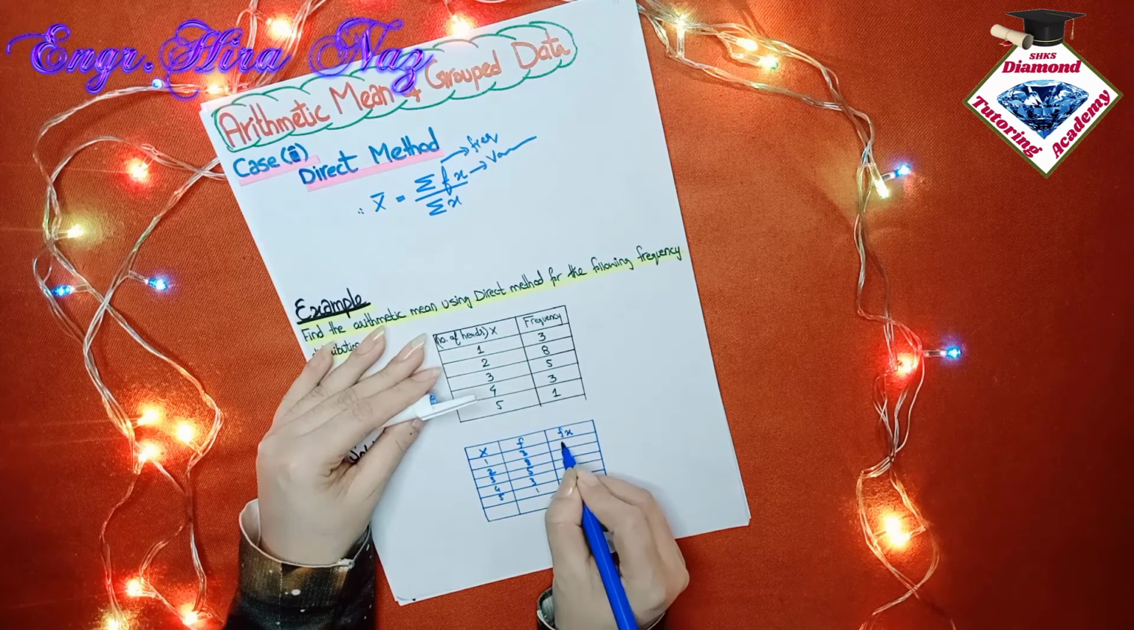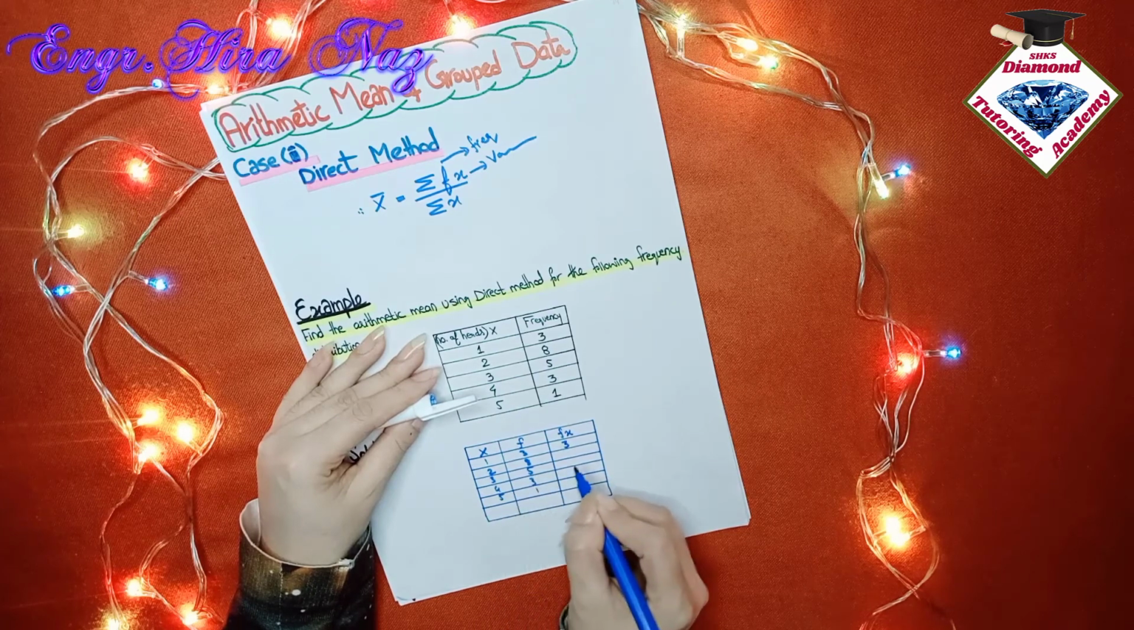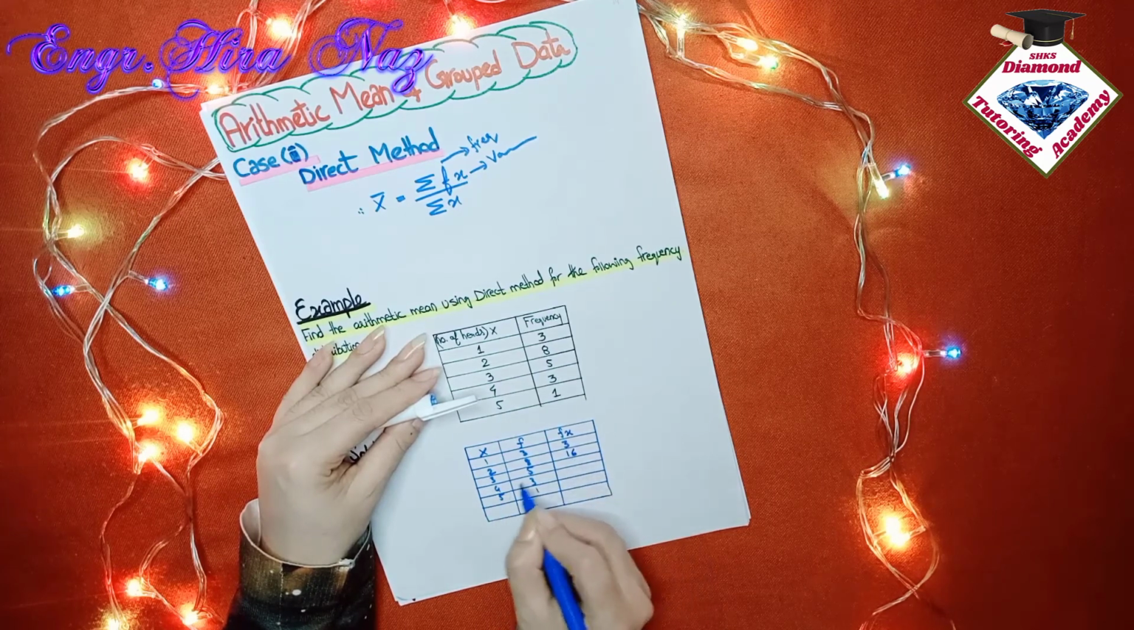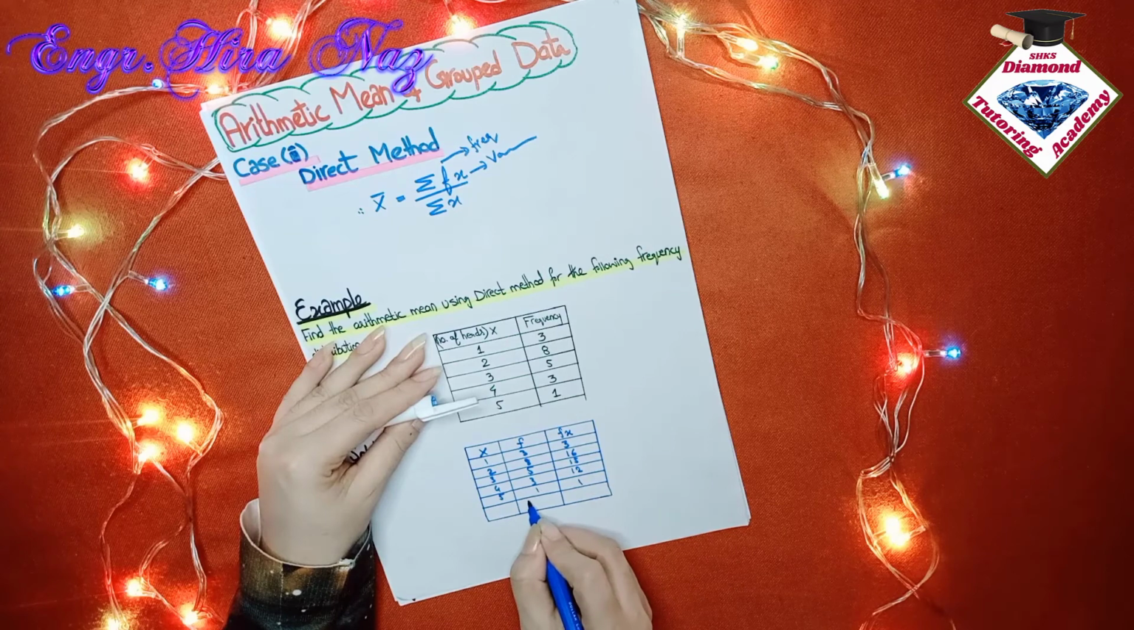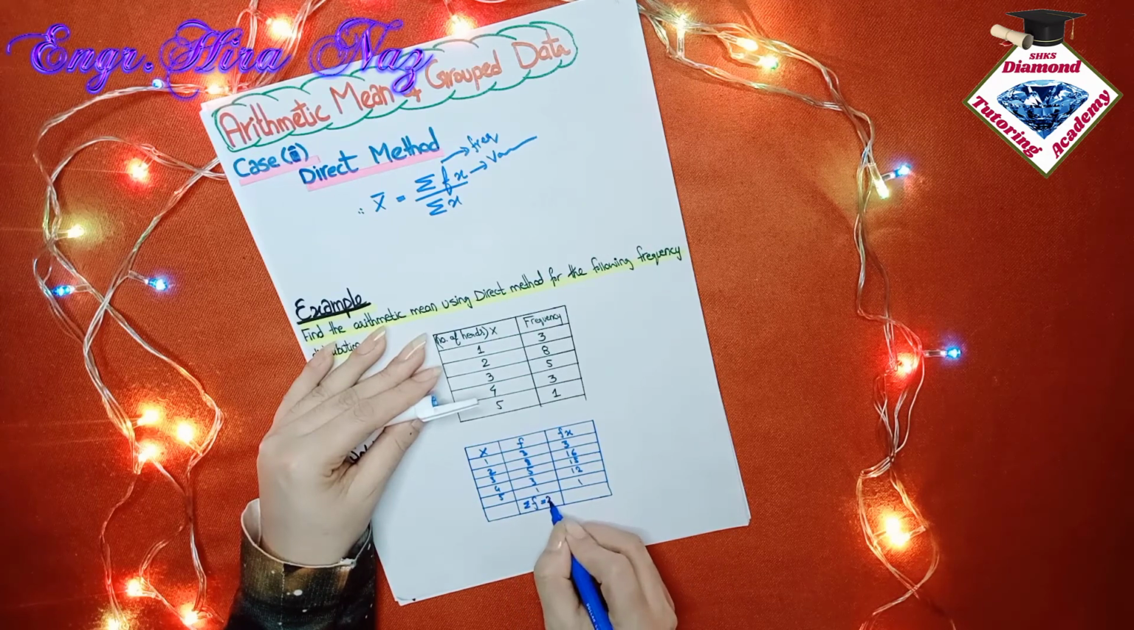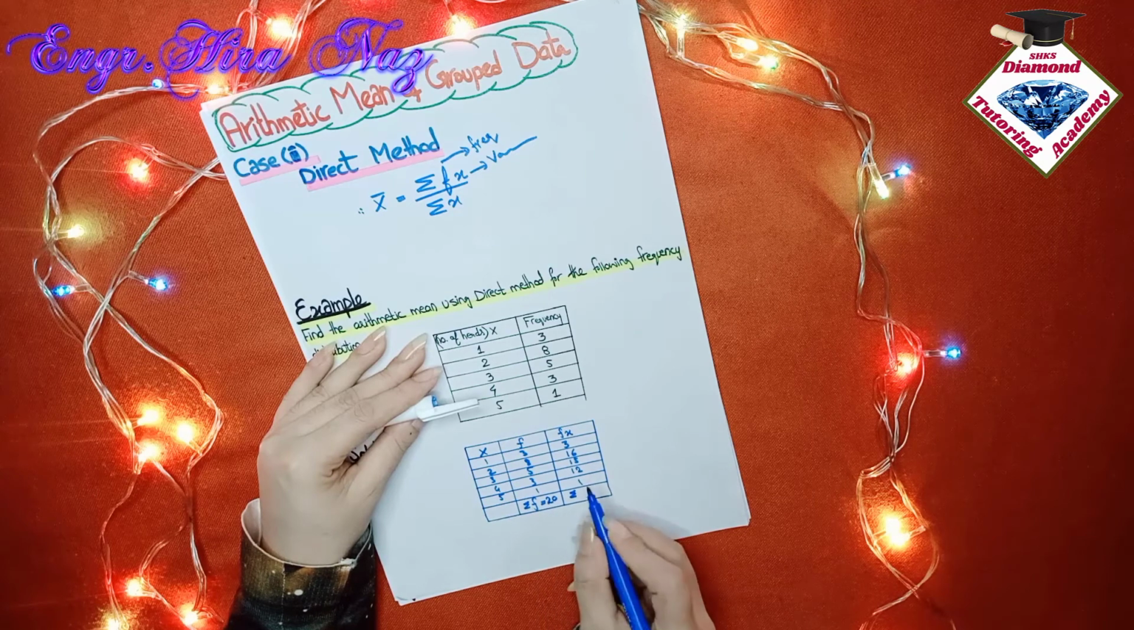3 times 1 is 3. 2 times 8 is 16. 3 times 5 is 15. 4 times 3 is 12 and 5 times 1 is 5. So here sum of frequencies is 20. But sum of product of frequency and variable is 49.